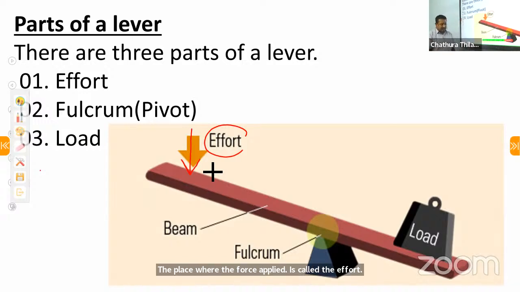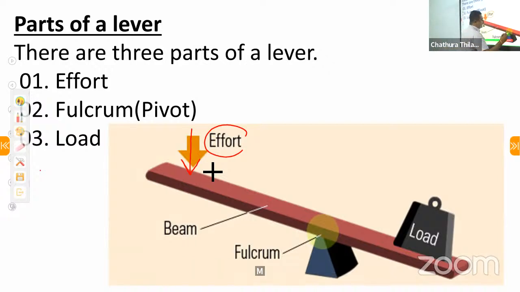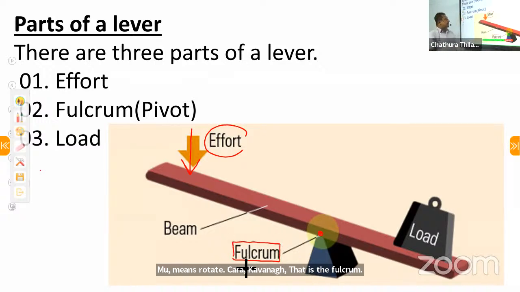The place where the lever or the straight rod moves, means rotates, is called the fulcrum or the pivot. When the effort is done, the weight that is lifted is called the load.